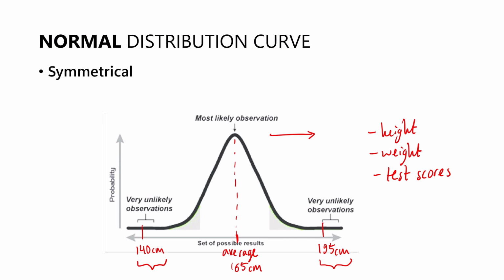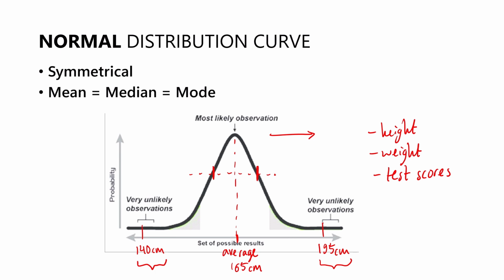Some key features of the normal distribution curve is that it is symmetrical, meaning the left side and the right side are mirror images. So for things like height, the number of people slightly shorter than average is about the same as those slightly taller than average. For example, so it mirrors on both sides. I'll explain more on the key features of the curve in my next video, so stay tuned.